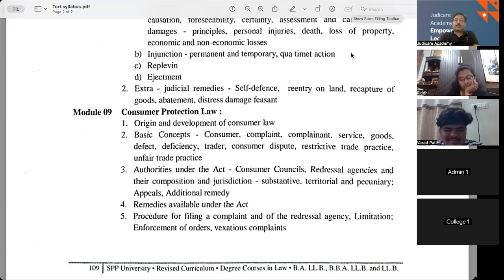So that's all about this part of the section as well. Module 9.